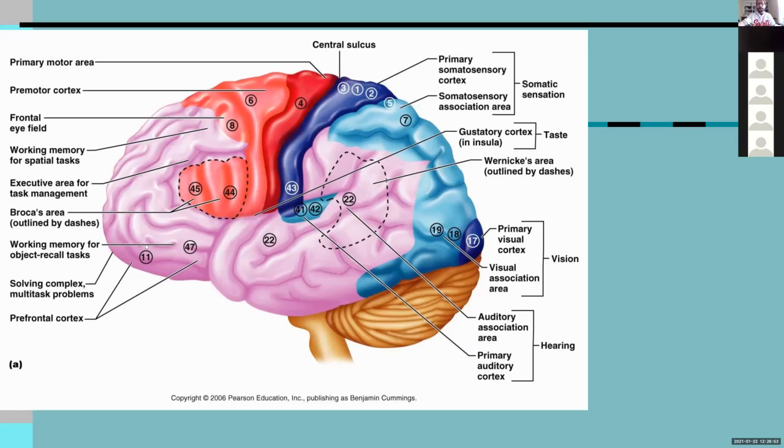Knowing where something is in 3D space, like, oh okay, I know this is right here. That processing is in my frontal lobe. And then really importantly, solving complex multitask problems happens in the frontal lobes. Lots of other things too.